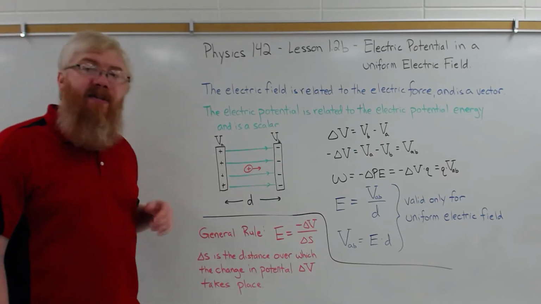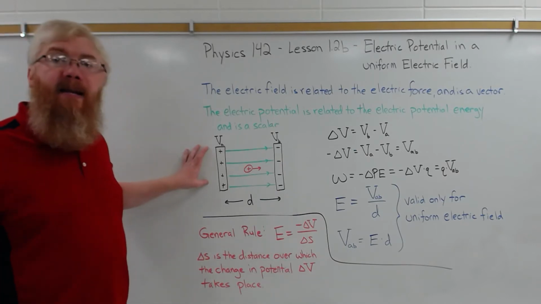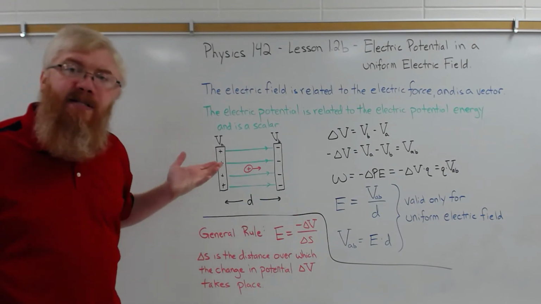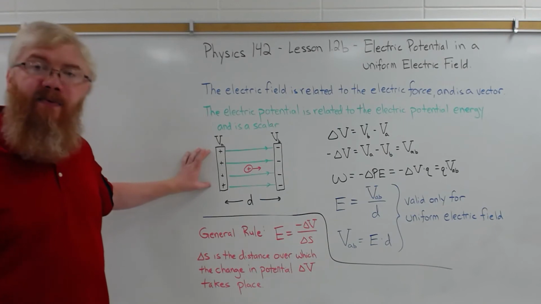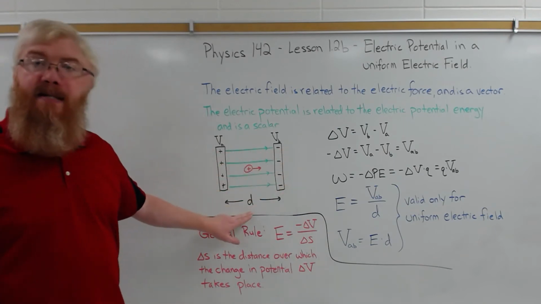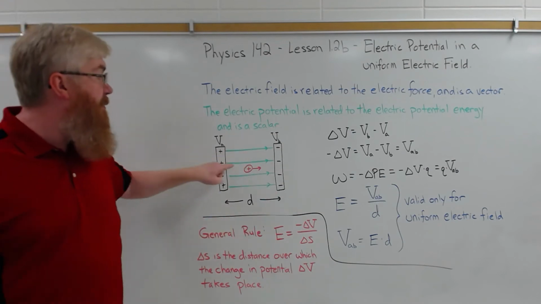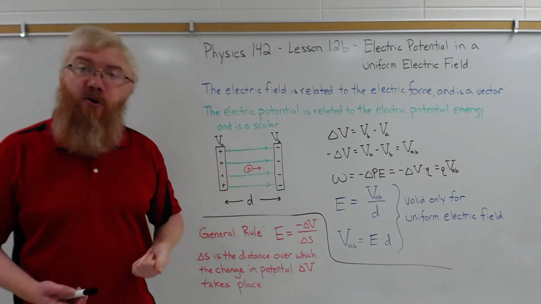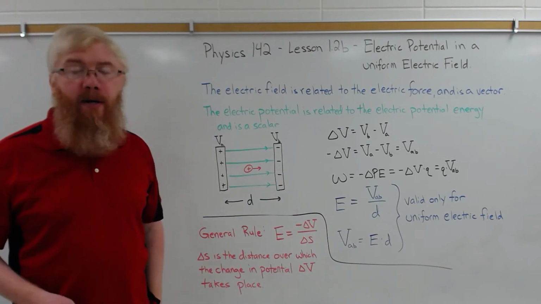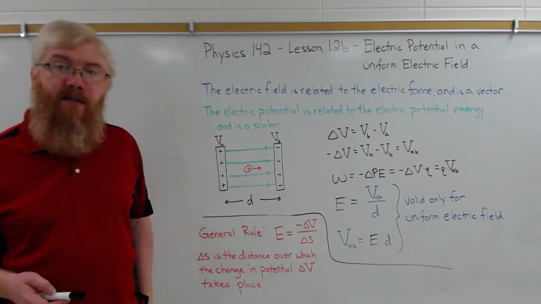So here we have this setup. Now I've rotated this 90 degrees. This is more consistent with what your book shows, but it's the same setup. You have a positive plate and a negative plate separated by some distance d. There is an electric field that is established between these two plates. Again, this simple thing is called a parallel plate capacitor, which we'll talk about later on in this lesson.